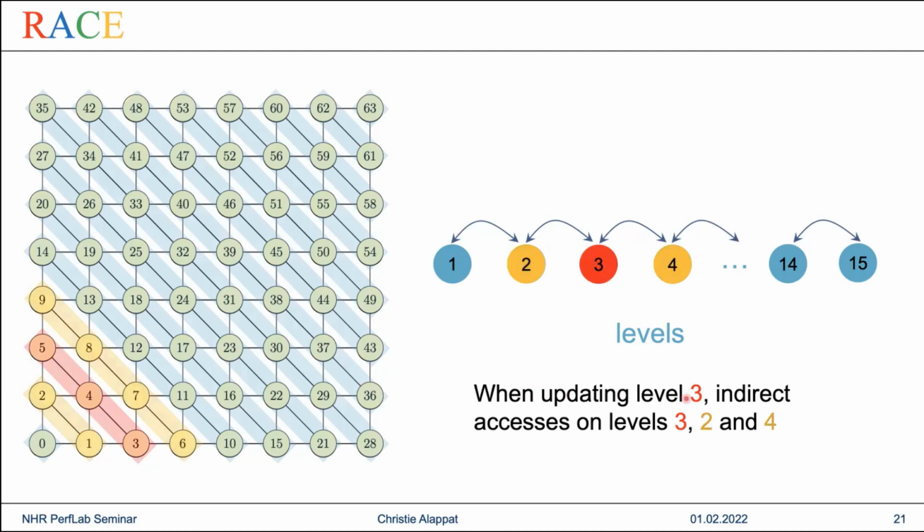So when updating level 3, if we are computing symmetric SpMV, it means that there are indirect writes or accesses on level 3, level 2, and level 4. So it's localized to these levels. It doesn't go outside these levels, the indirect writes.